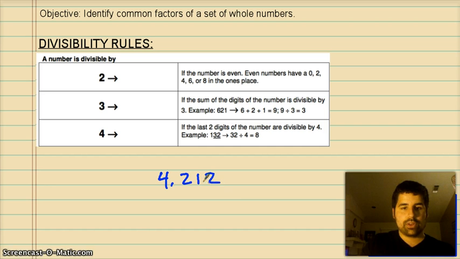4,212. If I'm trying to find out if it's divisible by 4, I look at the last 2 numbers, 12. Will 4 go into 12? Yeah, 4 will go into 12, so I know 4 will go into 4,212.